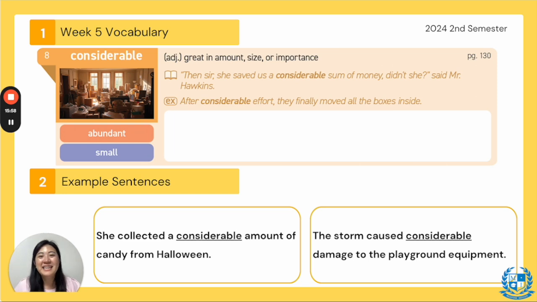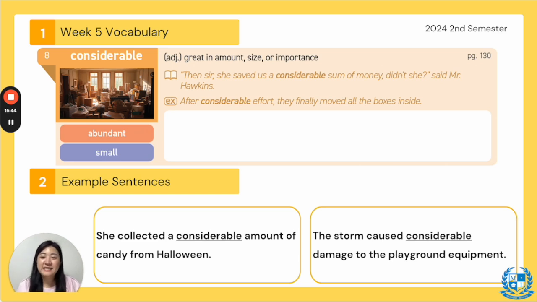In the book it says, "Then sir, she saved us a considerable sum of money, didn't she?" said Mr. Hawkins. Meaning, didn't the teacher, Miss Ida, then save us a lot of money because we didn't pay her? Example, let's read together. 1, 2, 3. After considerable efforts, they finally moved all the boxes inside. Meaning they put a lot of effort into it. It was so much work, but they continued to move all the boxes inside. So they put a lot of considerable effort into it.